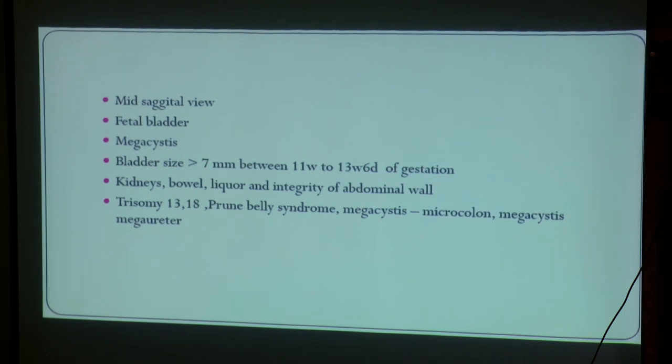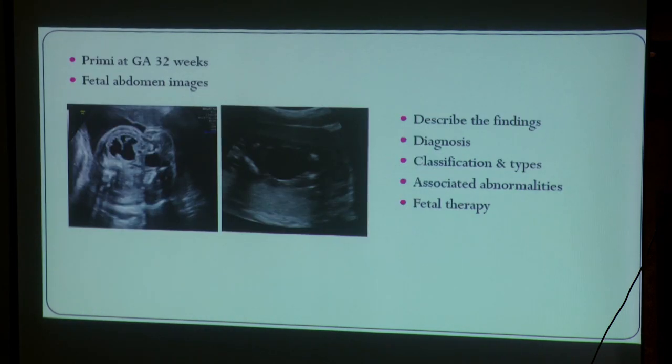If we see megacystis, next we have to look for the kidneys to look for the extent of obstructive uropathy, megacystis, megaureter syndrome. Look for the bowel to rule out megacystis microcolon syndrome. Look for the integrity of abdominal wall to rule out the prune belly syndrome. And if the bladder size is between 7 to 15 mm, there is high risk for trisomies. If the bladder size is more than 15 mm, it is highly indicative of obstructive uropathy.